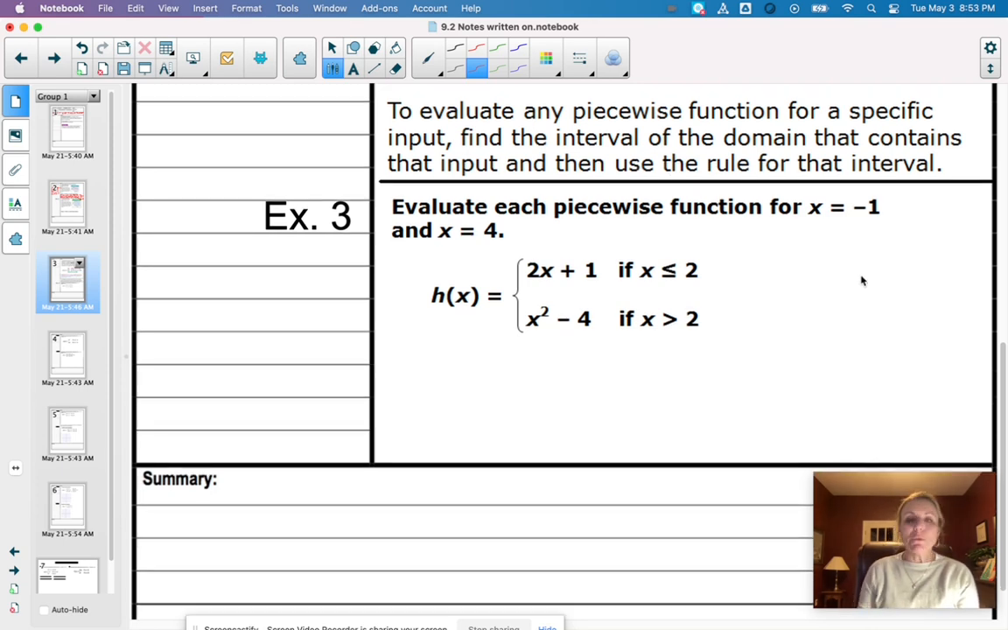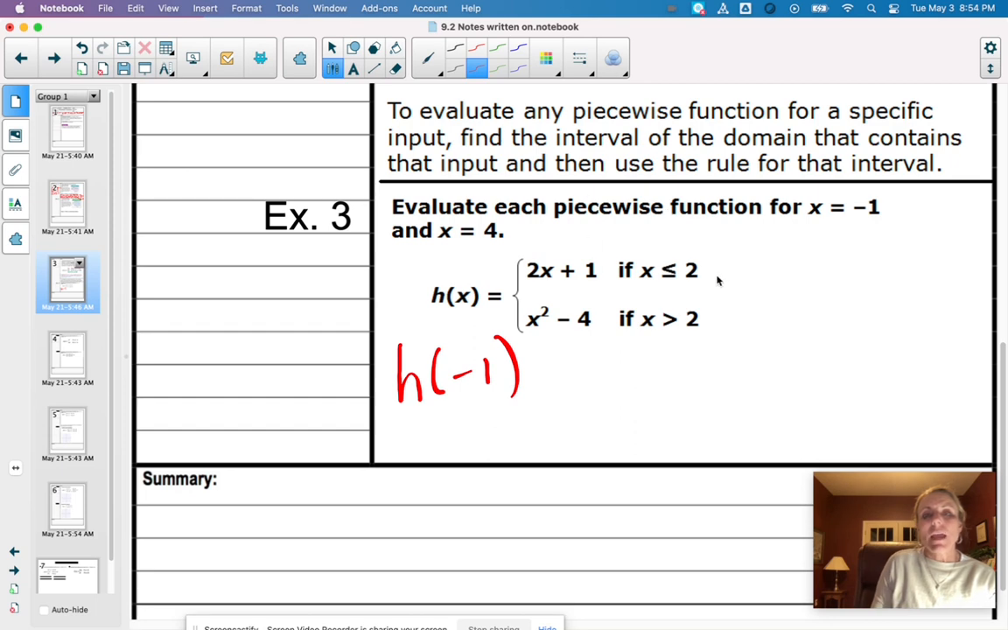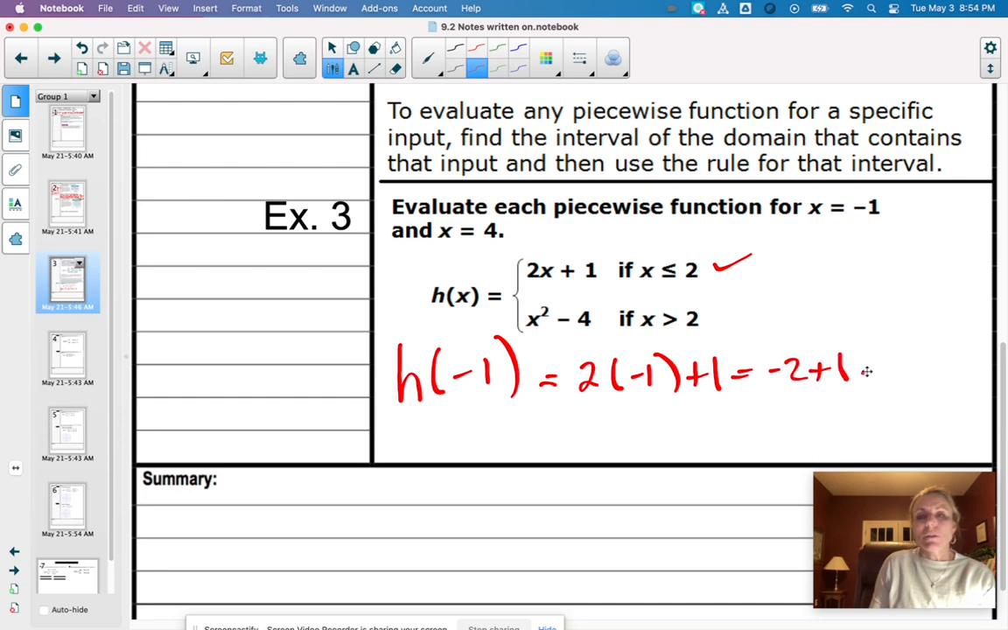So on example 3, evaluate each piecewise function when x is -1 and x is equal to 4. So when x is -1, I have to use this first one because that's where x is less than or equal to 2. So I go 2 times -1 plus 1 is -2 plus 1 is -1. That's the value of the function when x is equal to -1.